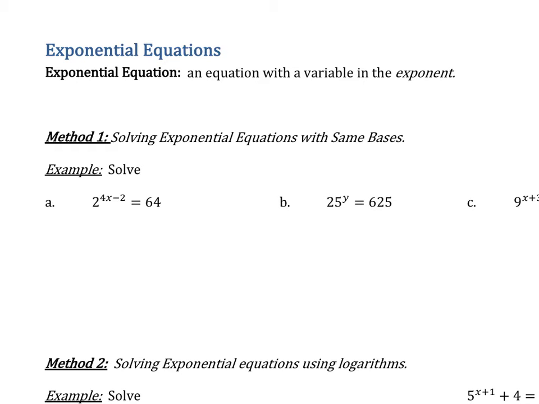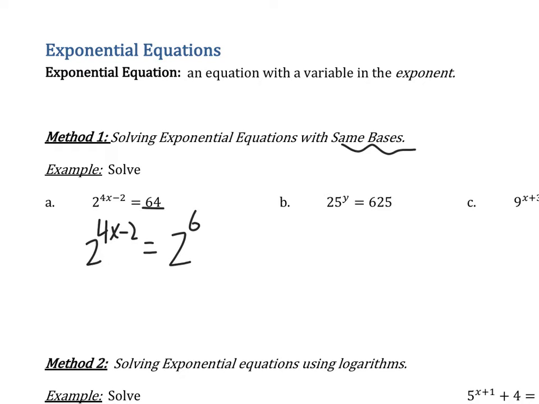Which brings us to solving equations here now. The key, when we're solving exponential equations, is that if we can write both sides with the same base, then that works pretty nicely. Here we have 2 to the 4x minus 2 equals 64. So we ask ourselves, is that 2 to some power? If you go through your powers, it is. It's 2 to the 6th power.